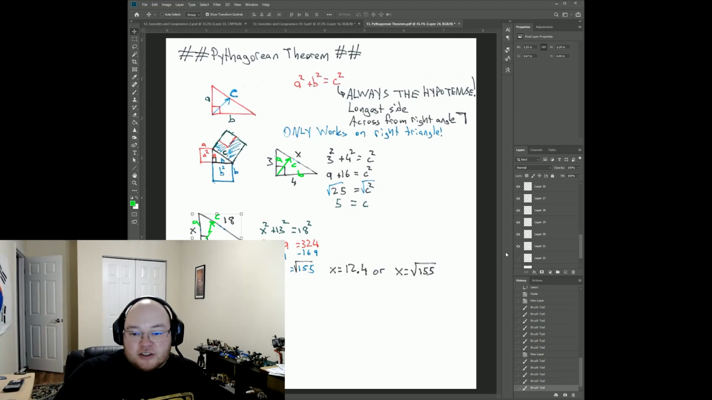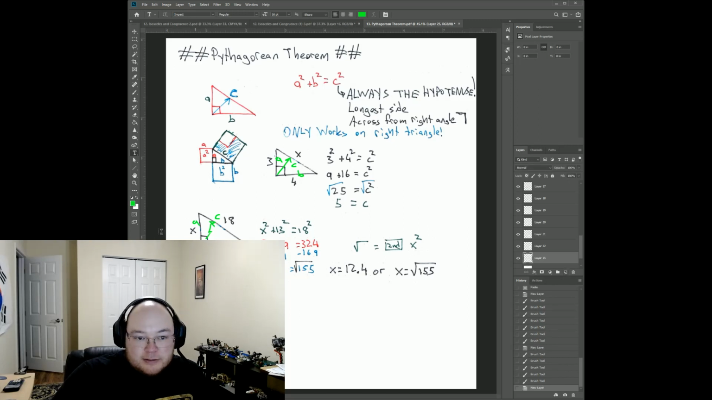And you have two ways to write your answer. You could put it in the calculator and get 12.4, or you can just leave it as the square root of 155. And just in case you forgot, the square root symbol on a calculator, you push second, x squared, and that's it. The only other thing you have to really worry about is word problems.